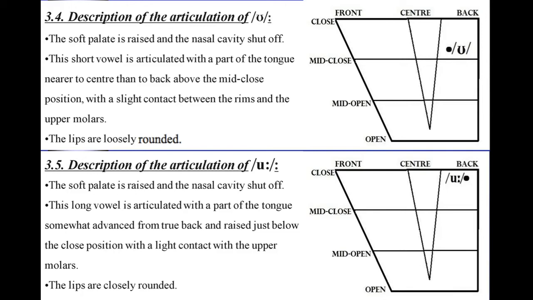Long U. The soft palate is raised and the nasal cavity shut off. There is a redundancy because always there is a raise towards the soft palate and the nasal cavity is shut off. This long vowel is articulated with a part of the tongue somewhat advanced from true back and raised just below the close position with a light contact with the upper molars. Lips are closely rounded. This is for monophthongs or pure vowels.